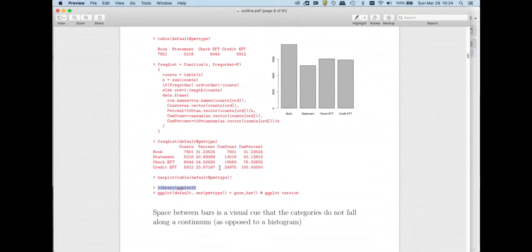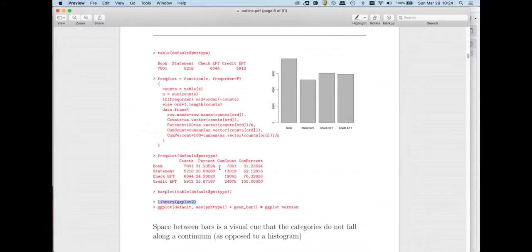All right, a couple minor details about this. We usually insert a little bit of space between our bars as a visual cue to the viewer that these are categories and not a continuum. A couple other minor details about this. The areas, the lengths, and the heights of the bars all represent either the counts or the percents. Okay, so the area is proportional to the counts. The length of the bars would be proportional to the counts.